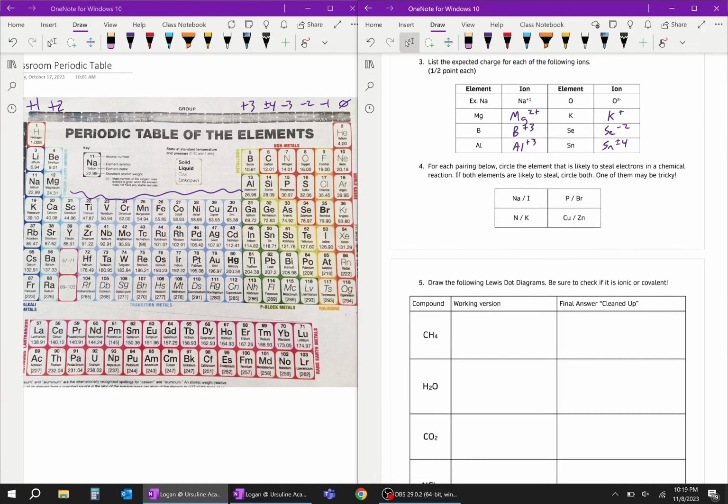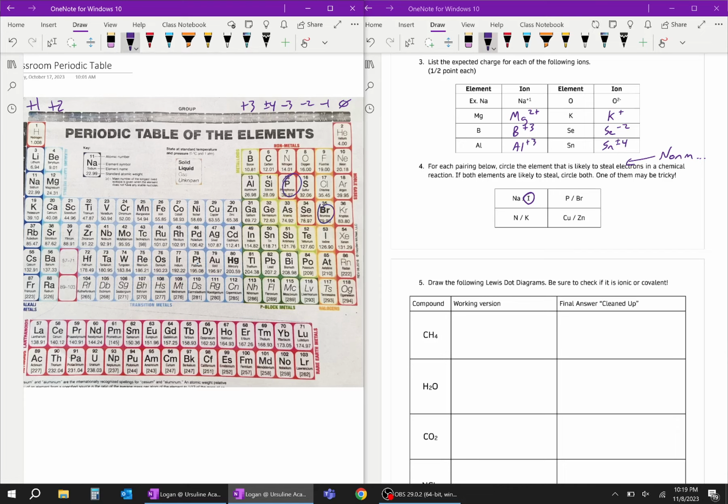Number 4, for each pairing below, circle the element that's likely to steal electrons in a chemical reaction. Who steals electrons? The nonmetals. Sodium versus iodine. Sodium is a metal. Iodine is a nonmetal, so iodine's likely to steal. Phosphorus versus bromine, both of these are nonmetals. They will both try to steal, and that will cause them to end up in a covalent bond.